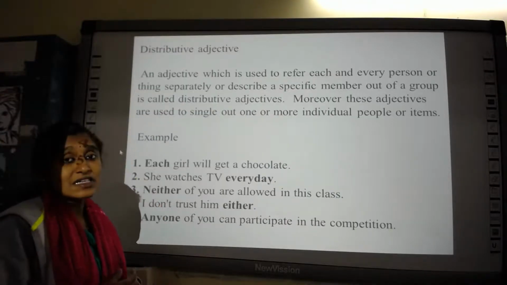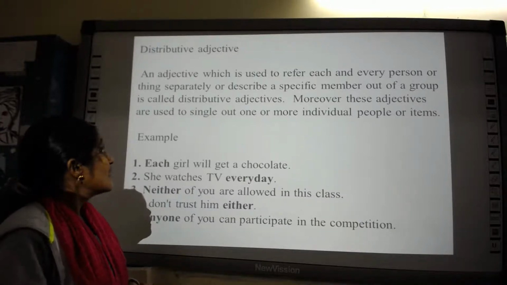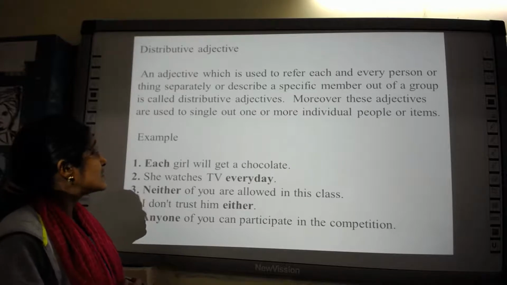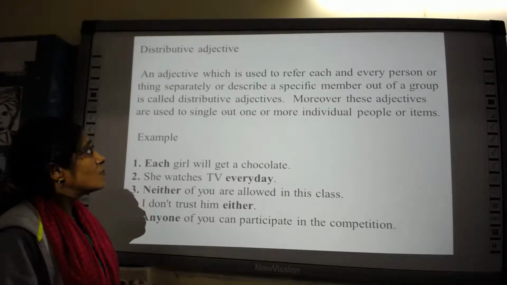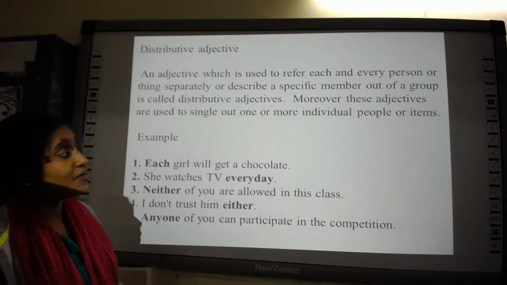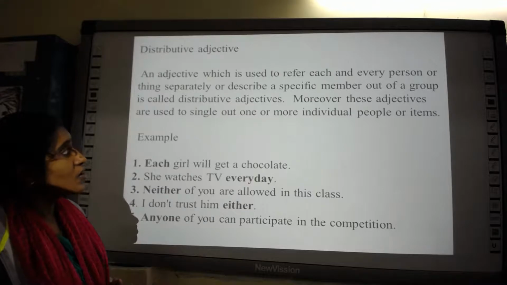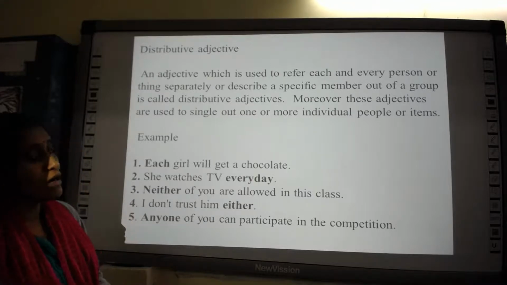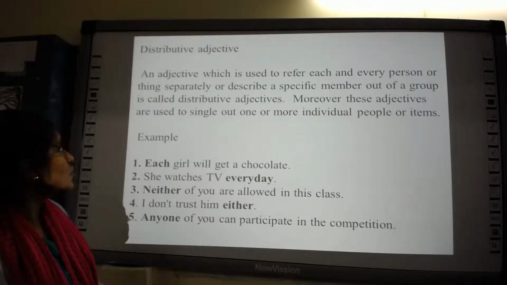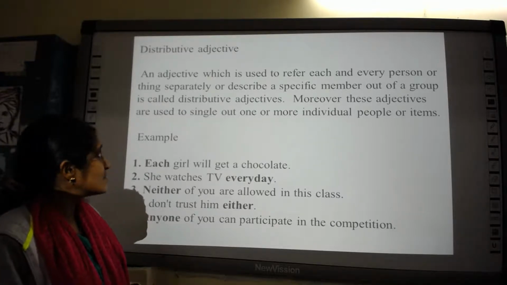Next one is distributive adjective. So what is a distributive adjective? An adjective which is used to refer to each and every person or thing separately, or to describe a specific member out of a group, is called a distributive adjective.